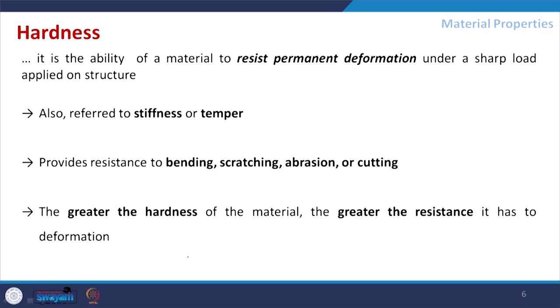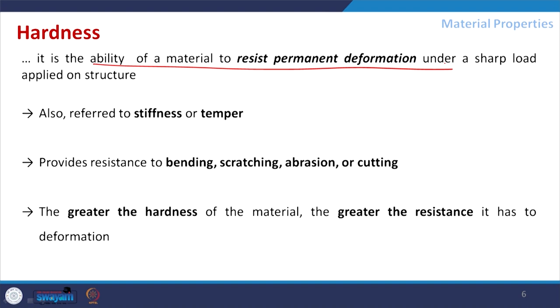This is basically the ability of a material to resist permanent deformation. Again I take this example of the pen I have. This pen is very hard. Why am I saying that? When I try to apply the load, it is not bending, but definitely if I put more pressure, then it will go for a deformation. But the property that is actually resisting this particular force and not going for a deformation is called hardness.